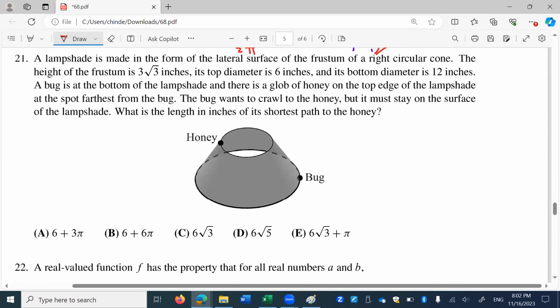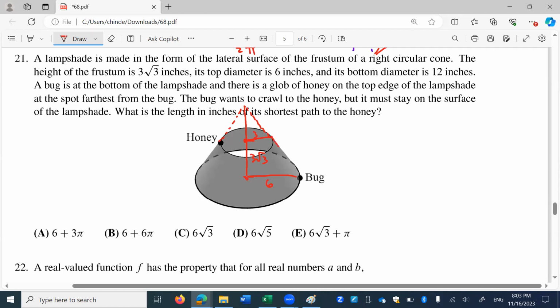Okay, a lampshade is made in the form of the frustum, which means a truncated right circular cone. The height is 3√3, the top diameter is 6. So let's untruncate my cone. So the height here is 3√3. The diameter of the bottom is 12. So the radius there is 6. And so that radius is 3.